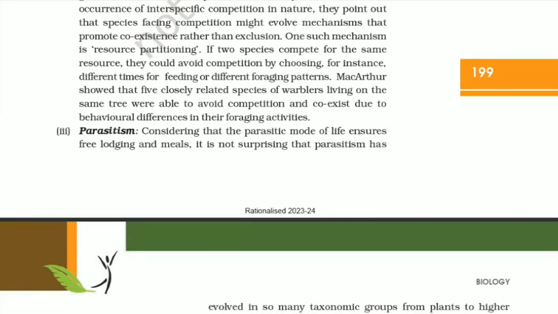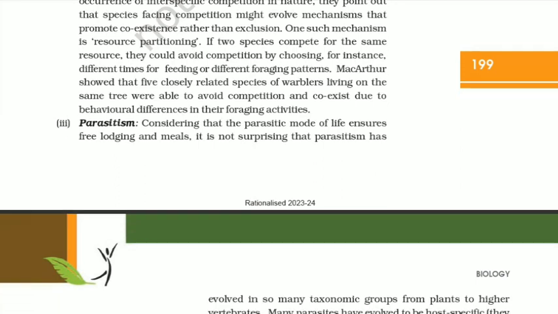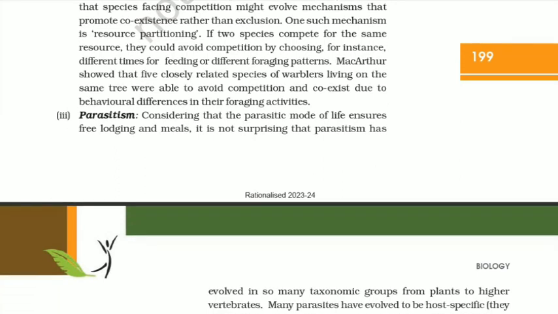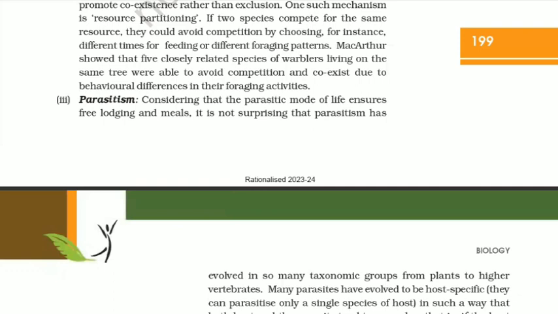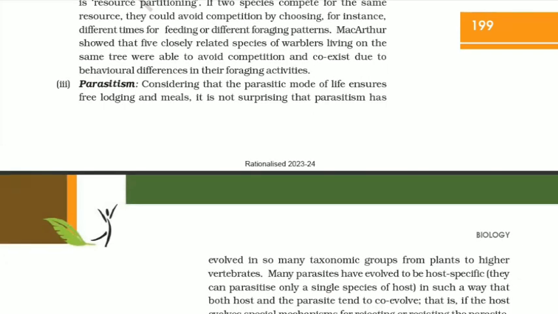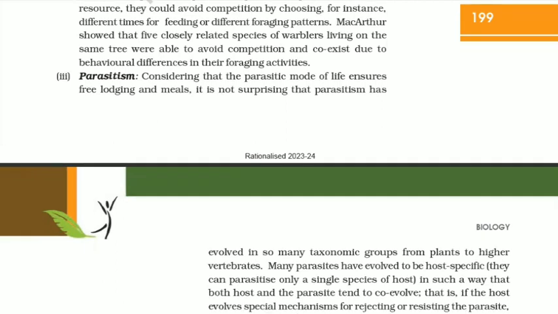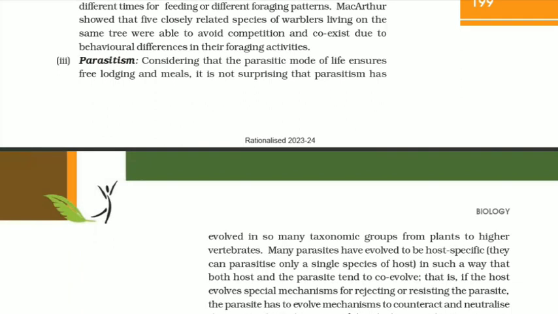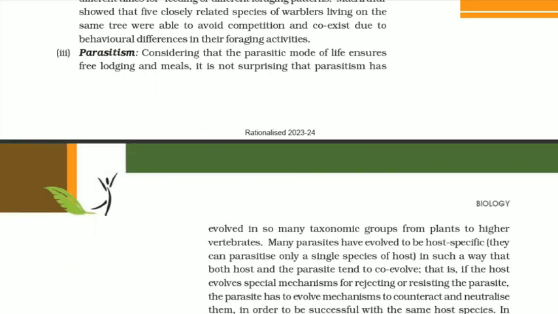One such mechanism is resource partitioning. If two species compete for the same resource, they could avoid competition by choosing, for instance, different types of feeding or different foraging patterns. MacArthur showed that five closely related species of warblers living on the same tree were able to avoid competition and coexist due to behavioral differences in their foraging activities.